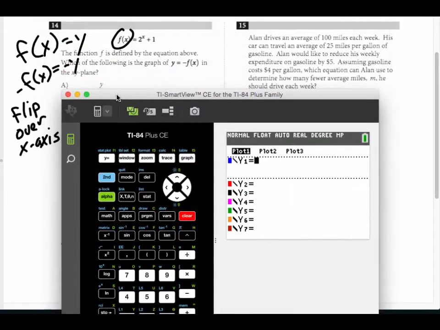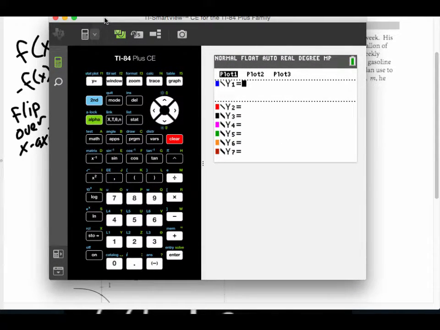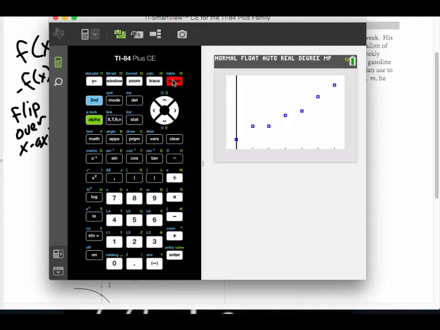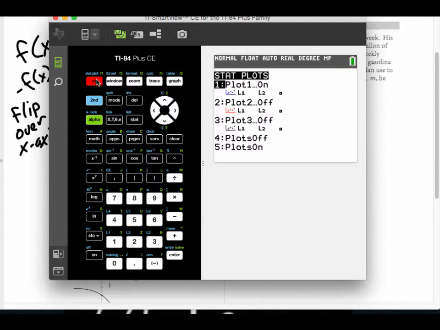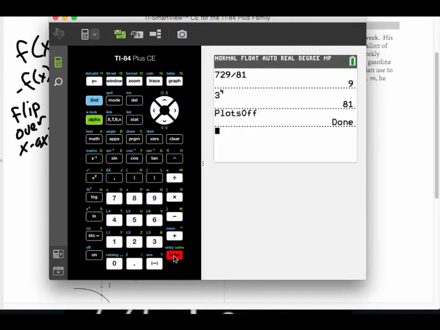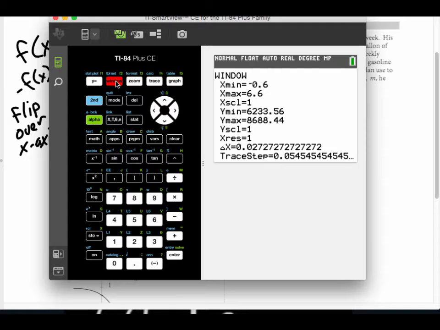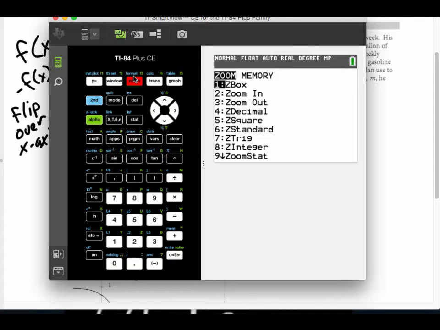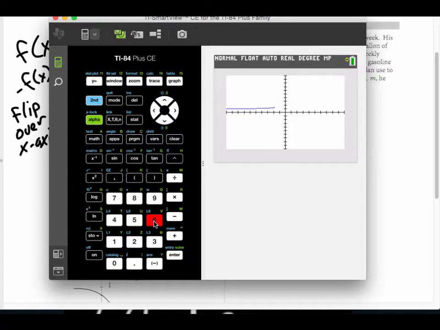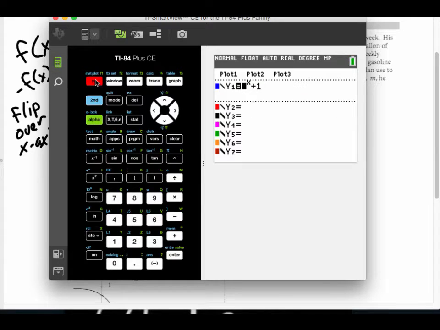What was it? 2 raised to the x plus 1. Okay. And so if I graph that, well, I got a bunch of stuff on here. Let's turn some of this stuff off. Plots off, window standard 6. All right. So now to negate that, I want the negative of that. So that's the original function.